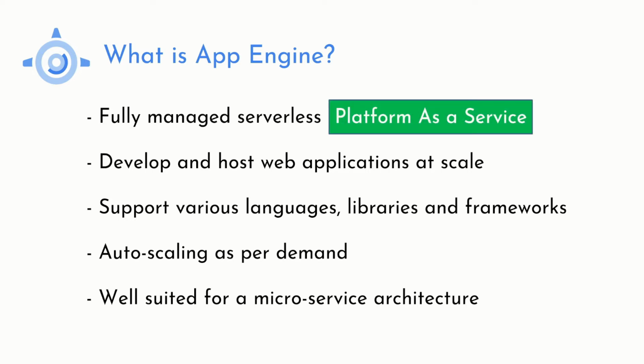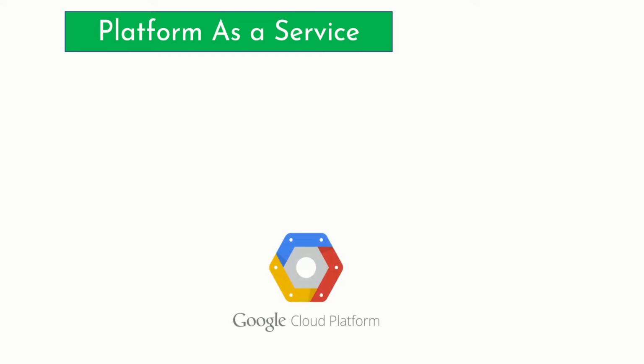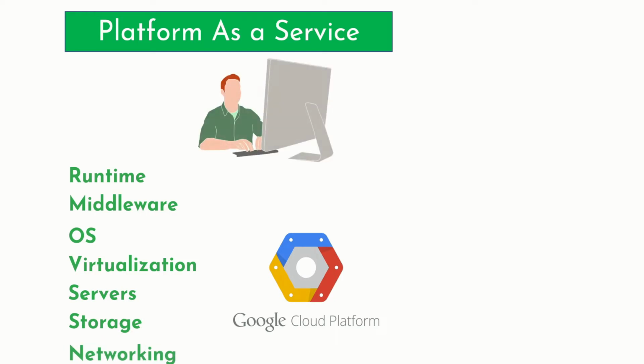Now let's understand what exactly is a platform as a service. PaaS, or platform as a service, is a cloud service offering in which Google Cloud or any cloud service provider basically takes care of your infrastructure such as runtime, middleware, operating system, virtualization, servers, storage, networking, all these aspects. And you can just focus on your application and data.